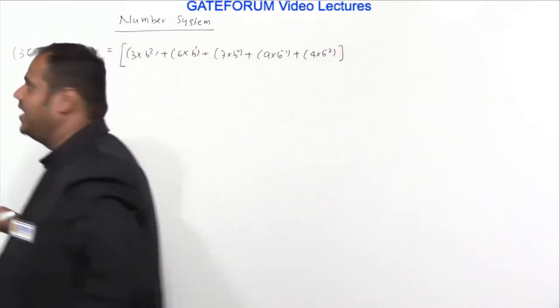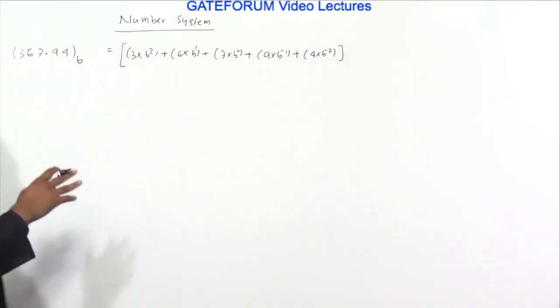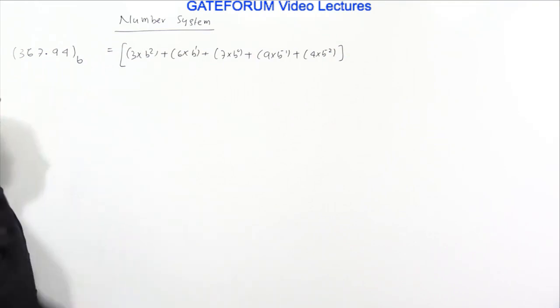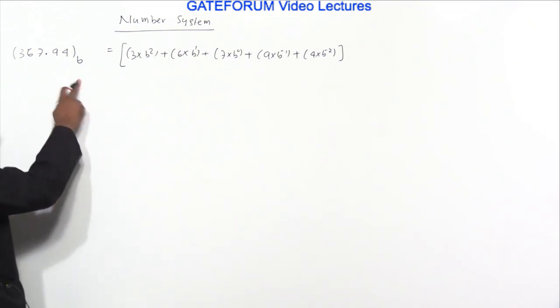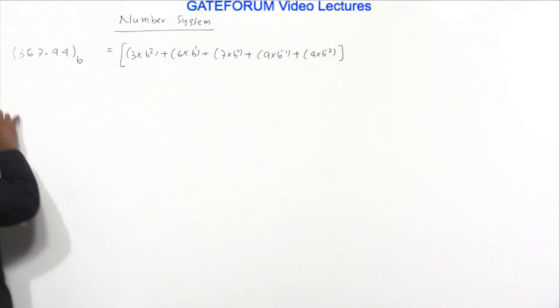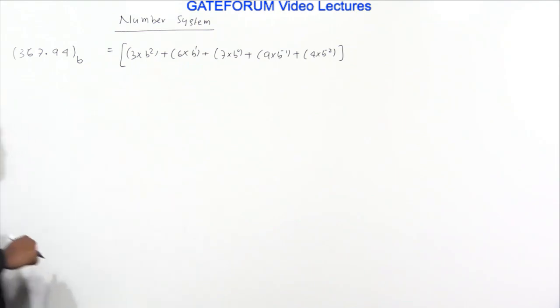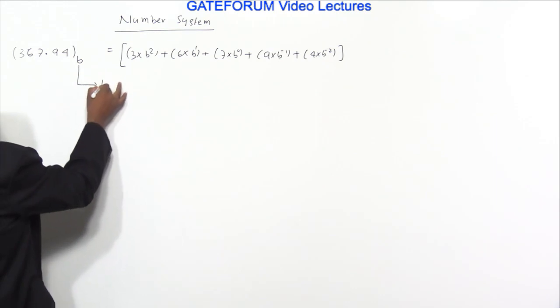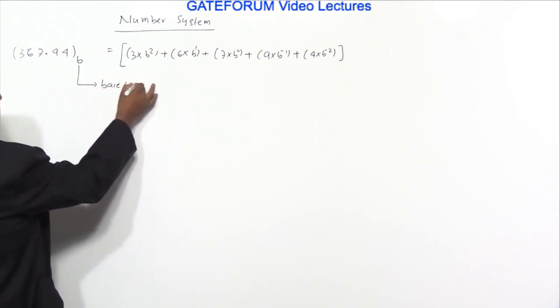So instead of writing such a big polynomial, we use a shorthand notation. We say it is like this. Do remember, any number given in some base, let it be 2, 4, 6, 8, whatever the base, can always be represented in polynomial format like this. So instead of writing the polynomials, we simply write it like this. This base B is known as base or radix.